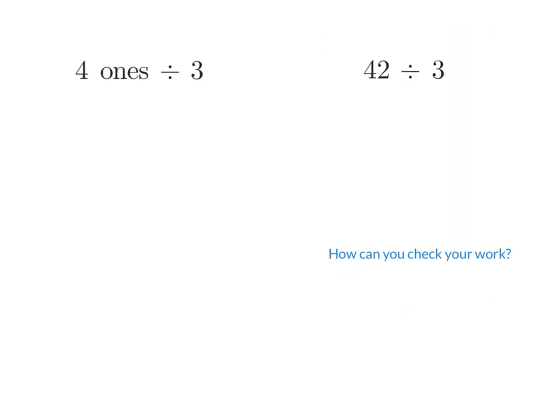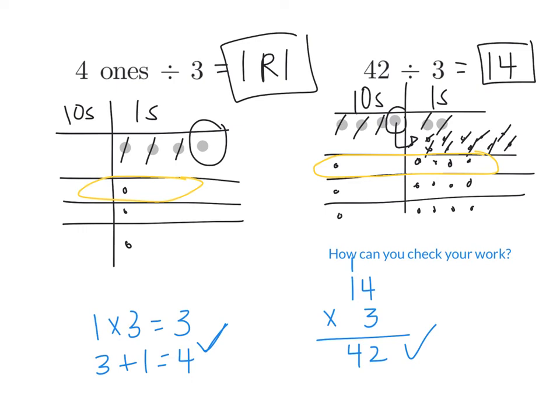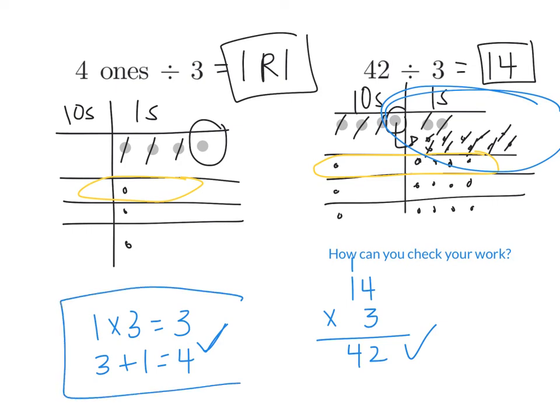Try these 2 problems on your own. Pause the video to try it on your own. Don't forget to check your work, and then unpause to compare your answers to mine. So we can see that 4 1s divided by 3 is 1 remainder 1, and 42 divided by 3 is 14. Make sure that you are accurate with your regrouping over here, and showing that you are regrouping the 10s into 10 ones. Then make sure you've checked your work for both of these examples so that you know how to check to make sure your answer is correct.